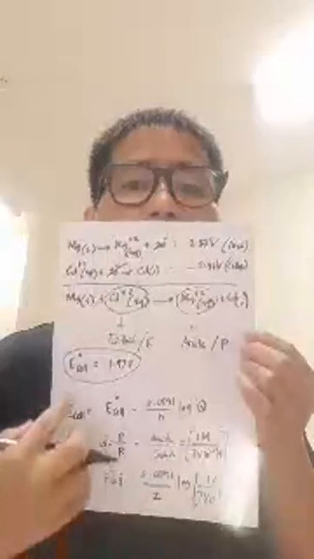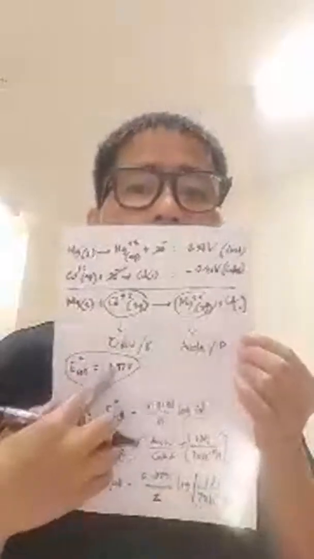Okay, and we have the E standard, which we computed already here, which is equal to 1.7. Substitute that here. Okay, so it will become now 1.97 minus 0.0591 divided by 2, which is equal to 0.02955, times the logarithm of 1 divided by 7 times 10 to the negative 11.